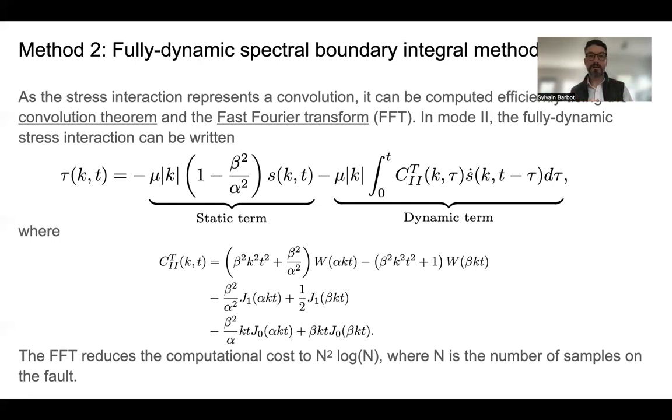And the dynamic term is simply an integral of the history of deformation, but also involving a transfer function between slip rate and stress. So again, often these kernels of stress are available in closed form. And so we can do this calculation in the Fourier domain, which reduces the computational cost from n cubed to n squared log n, dramatically improving the efficiency of the calculation.